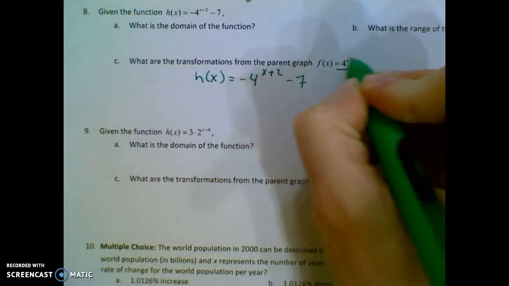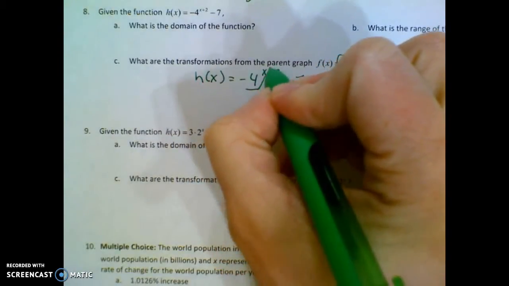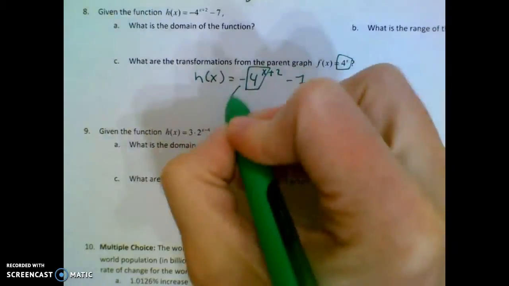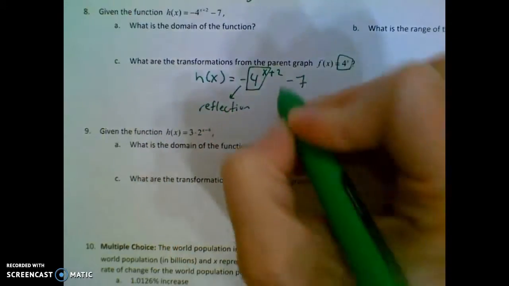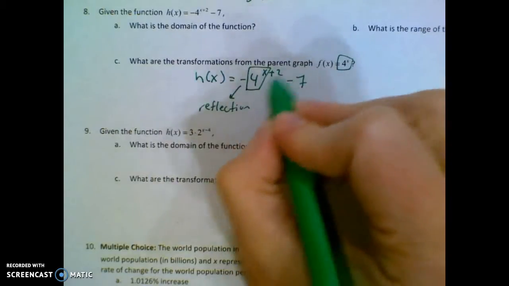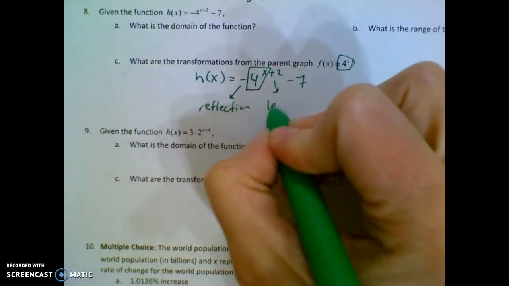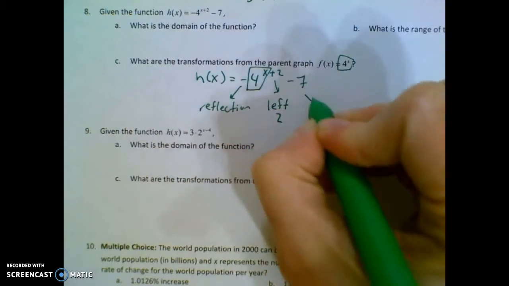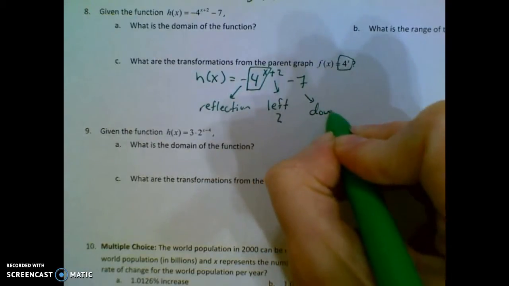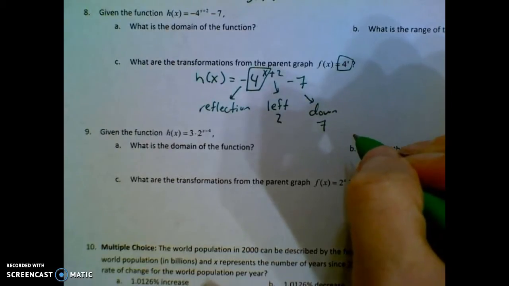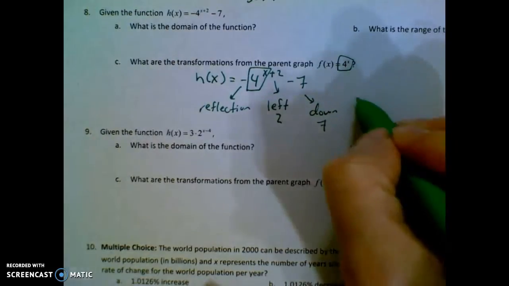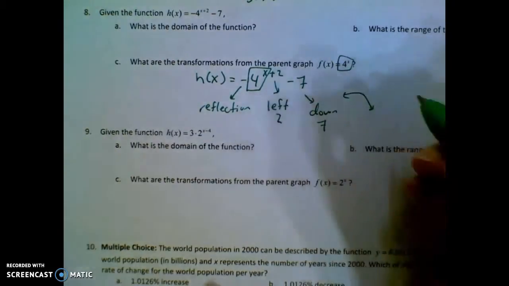Well, my parent function is 4 to the x, so everything else must be a change. That negative tells me a reflection over the x-axis. That x plus 2, remember, tells me the opposite, so it's left 2. And that negative 7 is going to tell me down 7. So I have an idea how this exponential looks. It is a reflection. The graph is moved down, so it looks like this, essentially.